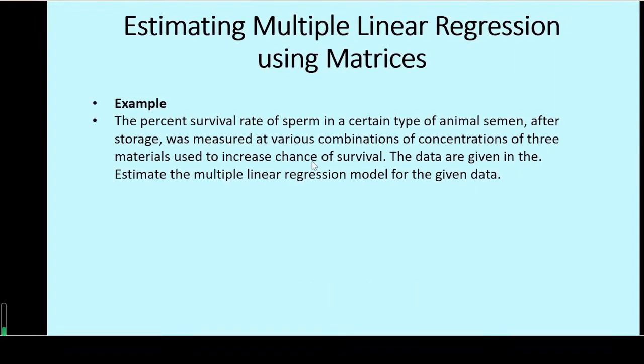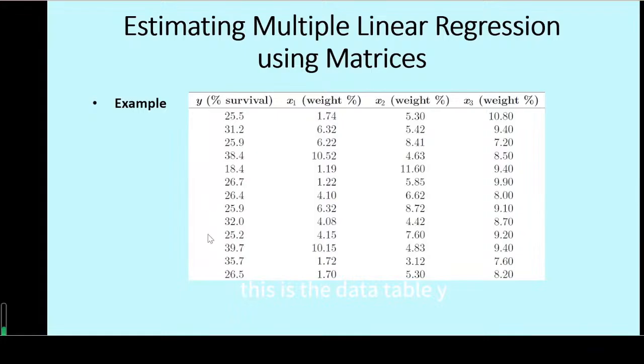So next we will show an example using matrix expression to estimate the linear regression. The percent survival rate of sperm in a certain type of animal, salmon, after storage was measured at various combinations of concentrations of 3 materials used to increase chance of survival. The data is given in the table. Estimate the multiple linear regression model for the given data. This is the data table: Y, X1, X2, X3.